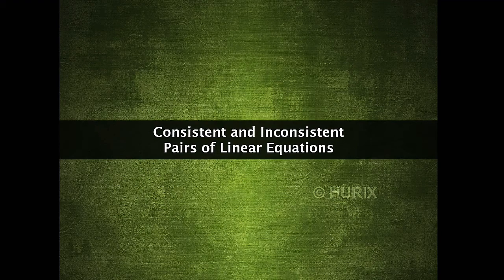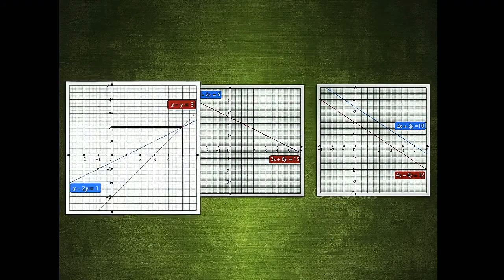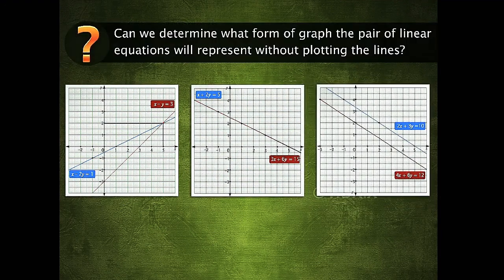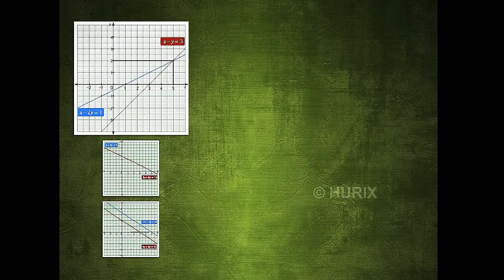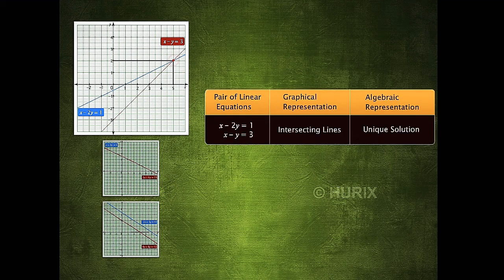We have seen that the graph can represent intersecting lines, coincident lines, or parallel lines. When the lines are intersecting, the pair of linear equations has a unique solution. In the second example, the lines are coincident, and hence there are infinitely many solutions. In the third, the lines are parallel to each other and have no common point. A pair of linear equations that has a solution is called consistent. A pair that has no solution is called inconsistent. A pair of linear equations with infinitely many solutions is also consistent.